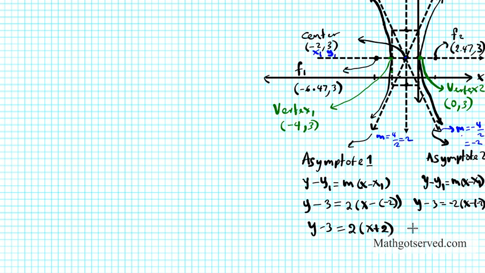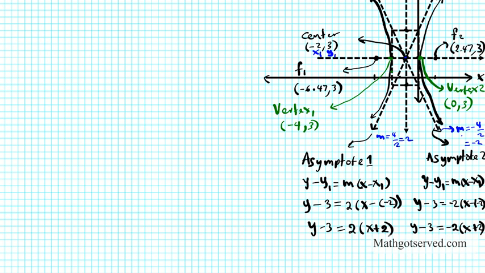All right? So let's simplify that. We're going to have y minus 3 equals negative 2 times x plus 2. Okay, we see that they're similar. The only difference is that one slope is the opposite of the other. All right? All right, so there you have it.